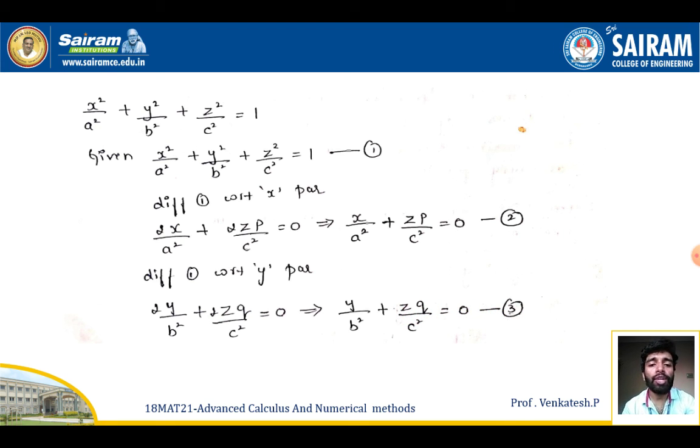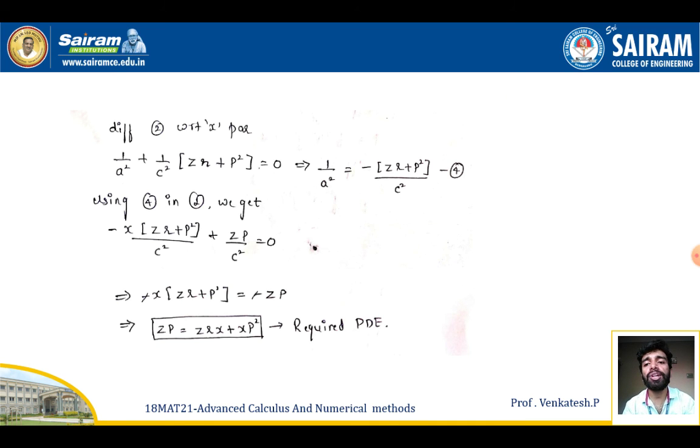Since I could not eliminate the constant c here also, I am going to differentiate equation number 2 with respect to x again. So I got the equation 1/a² plus 1/c² into (zr plus p²) is equal to 0, or 1/a² is equal to minus (zr plus p²)/c². I will call this equation number 4.